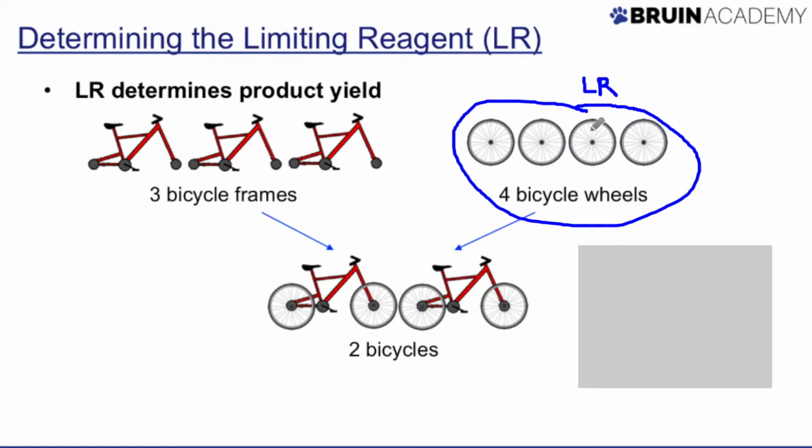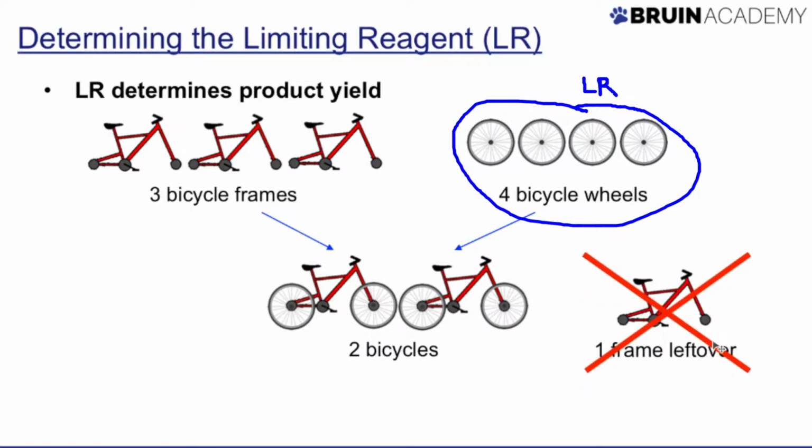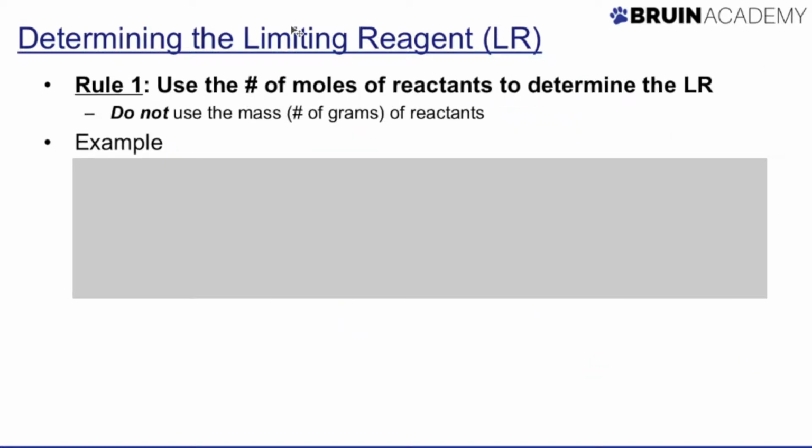What's important is that the limiting reagent is what determines how much product you can make, right? It's the LR that determines how many bicycles you can make, not the reactant that you have excess of, okay? So here we're going to have 1 extra bicycle frame, but unfortunately we can't use that for anything. We can't use that bicycle frame to make any extra bikes because we don't have enough wheels. So that's the whole idea of limiting reactant. So we can use that to solve some problems.